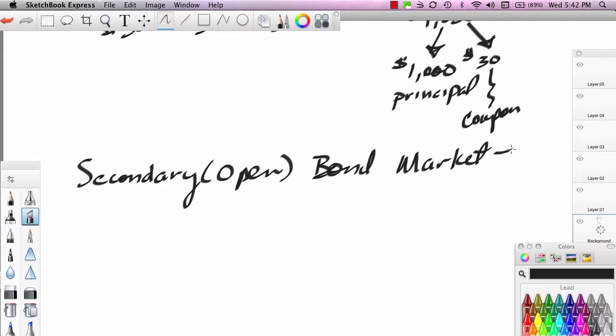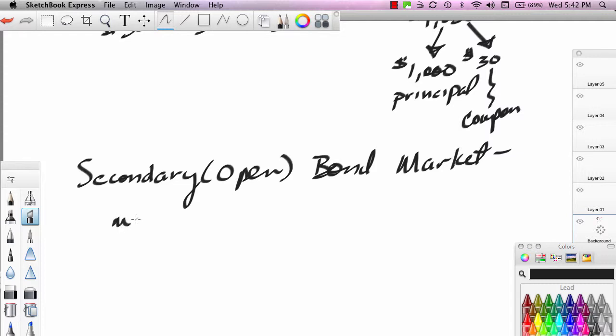Once the bond is issued by the government, when it's first issued, that's called the primary bond market. When it's first sold by the government, it's sold into what's called a primary bond market through certain brokers on Wall Street. Once the bond, though, is purchased by someone, it can be sold and resold, sold and resold, sold and resold over and over again till it matures. That's called the secondary or open bond market.